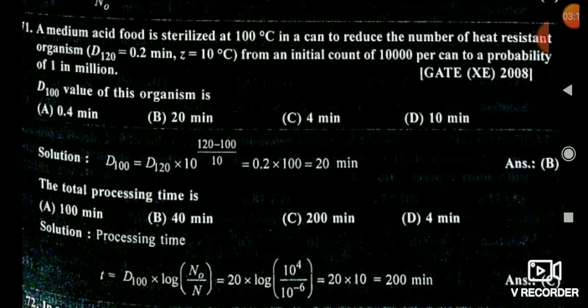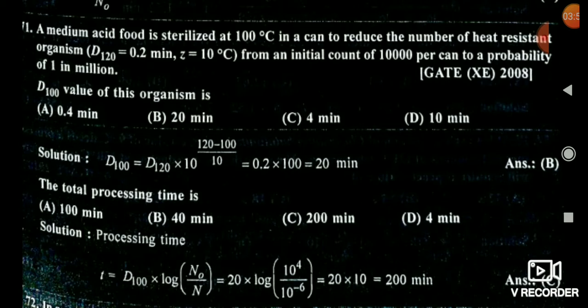Means D2 by D1 is equal to 10 to the power (t1 minus t2) by z. Friends, once again I will say to be clear with the locations of d2 by d1 and t1 minus t2. You have to remember the locations. If you do wrong with the location, then definitely 100% you will get the wrong answer. So be careful about the locations and remaining things are easy. The first part you can easily calculate. You can get the D value, means decimal reduction time value at 100 degree is 20 minutes.